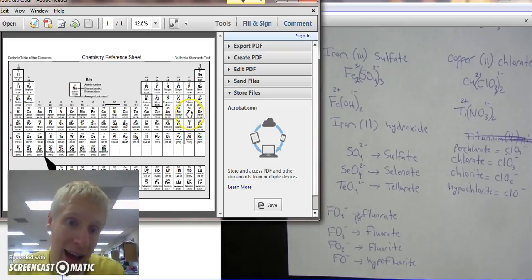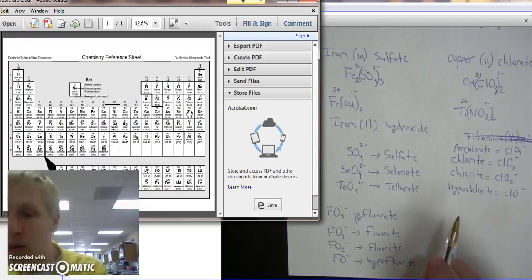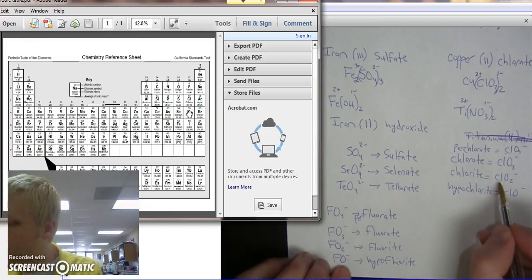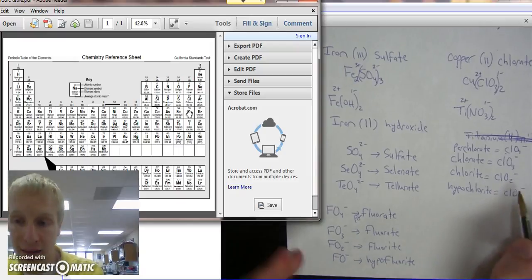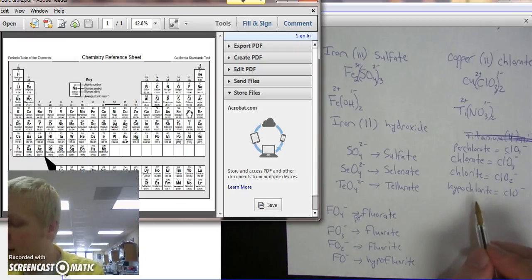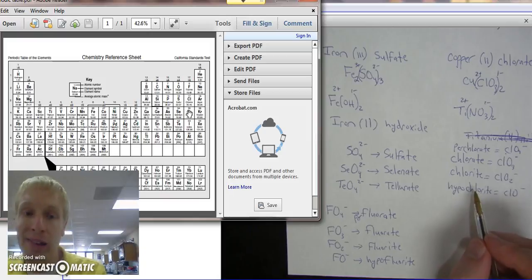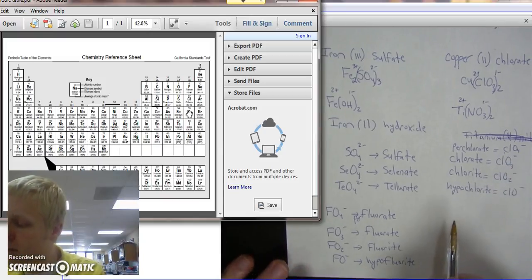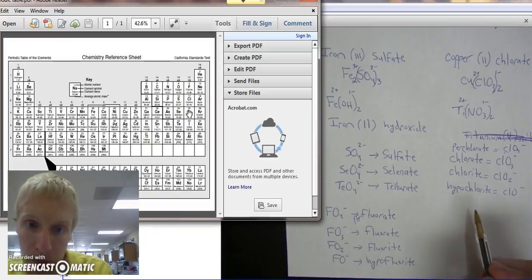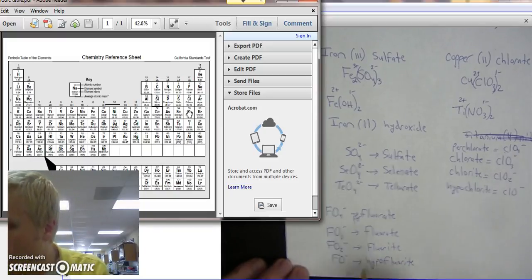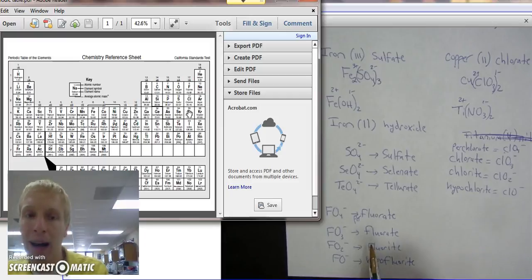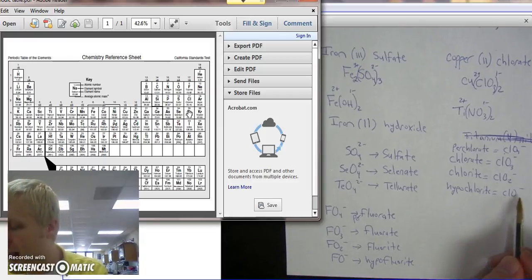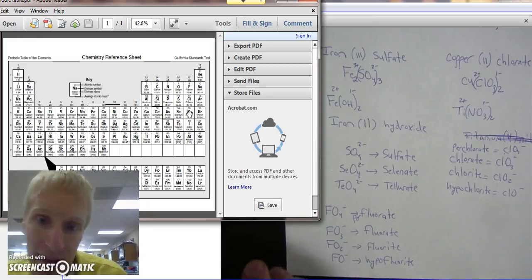Same thing with iodine and bromine. If you had bromite, that would be BrO2 minus, the same as ClO2 minus, same as chlorite. If you had iodate, that would be IO3 minus. What if you had perbromate? That would be BrO4 minus. Or hypoiodite would be IO minus. So it follows a similar pattern.